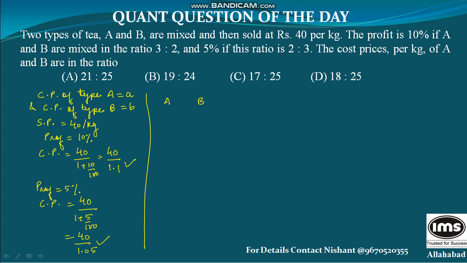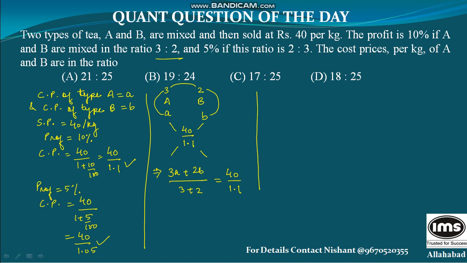In the first case, the price of A is small a and the price of B is small b. Ratio is 3 is to 2, so 3, 2. Cost price of mixture will be 40 divided by 1.1. So this is the alligation that we need. Now this implies A multiplied by 3 plus B multiplied by 2 divided by the addition of 3 and 2. So I can write 3A plus 2B divided by 3 plus 2 is equal to 40 by 1.1.